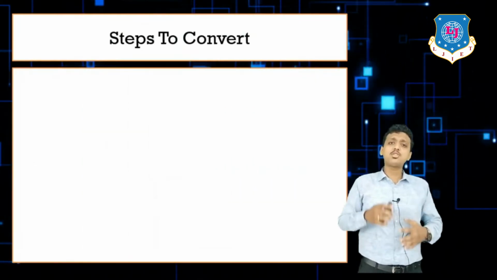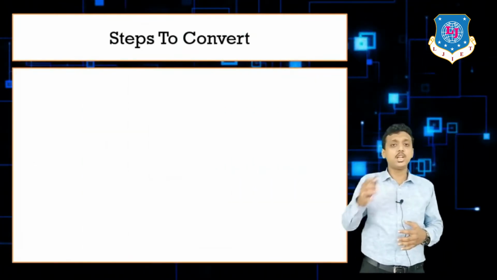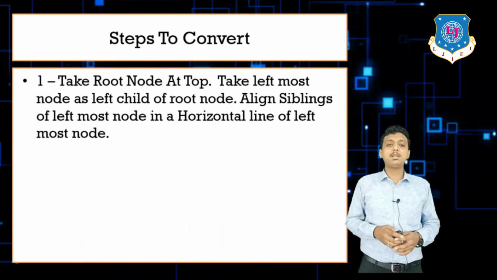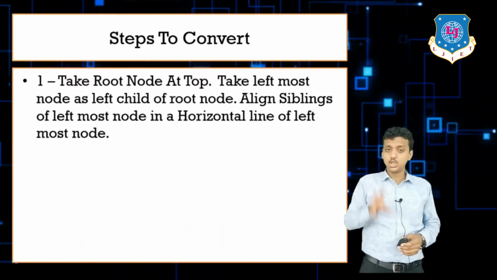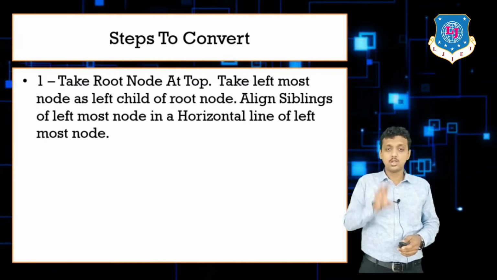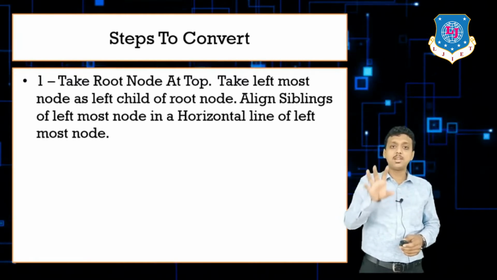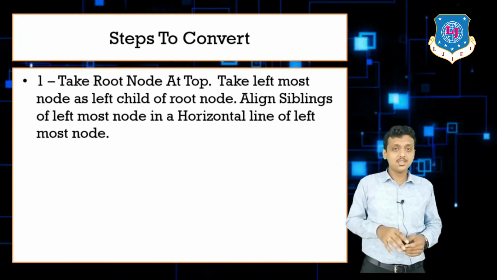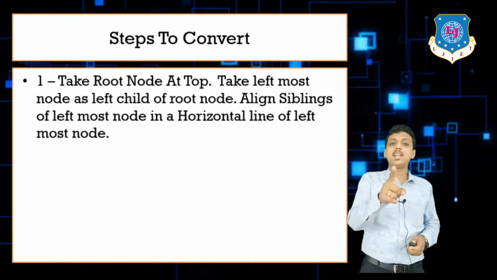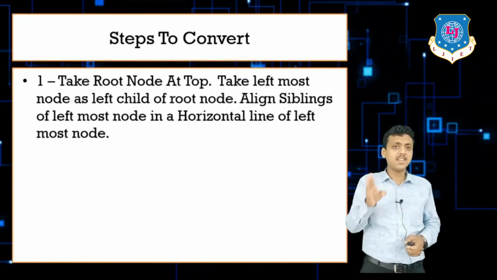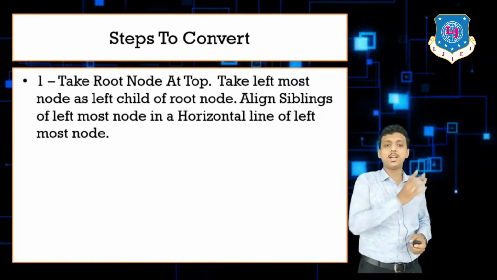Now, the steps to convert a general tree into a binary tree. Step number 1: students, you need to take the root node first. Then keep the left child as it is, and then all the siblings of that left child must be in a horizontal manner.